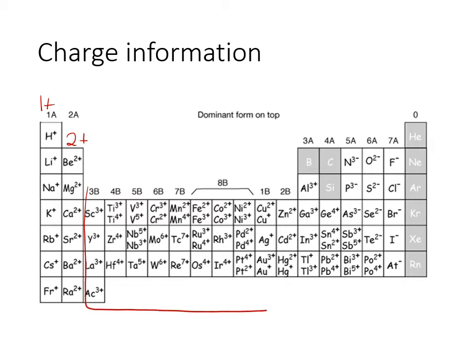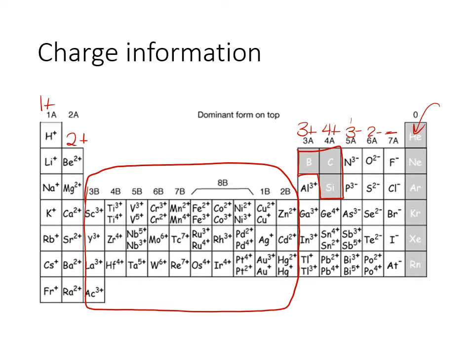The D block have variable charges, and we'll talk a little bit more about those, but for now I will have to tell you what the charge is on the D block metals. 3 plus, 4 plus, 3 minus, 2 minus, 1 minus, minus 1, and 0. These grayed out boxes right here do not form ionic compounds, only covalent compounds. These do not form ionic compounds either, these noble gases. There is some variation as you go down the groups, so just be aware of that.